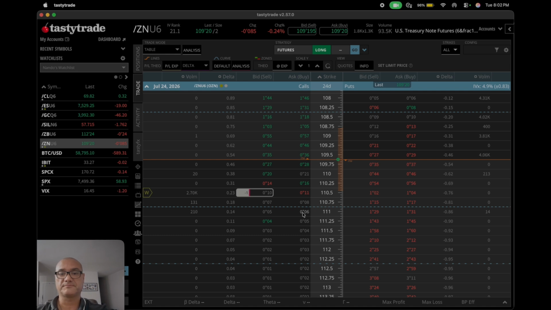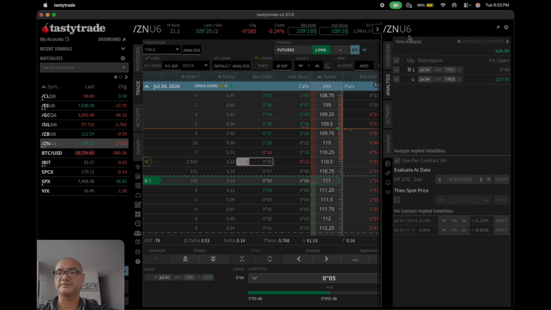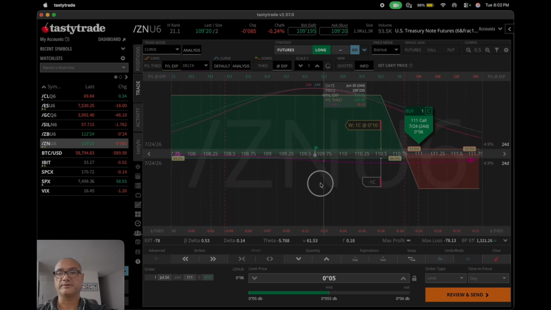If I buy the 111 for, let's say, 5, then I would be short a call vertical for half a point, 110 and a half to 111, which means that I would have 32 ticks of risk on this half point. However, I sold this 110 and a half for 25, and if I buy the 111 for 6, then the profit will be 20, and that would limit my risk to 12 ticks should the notes rally past 111.